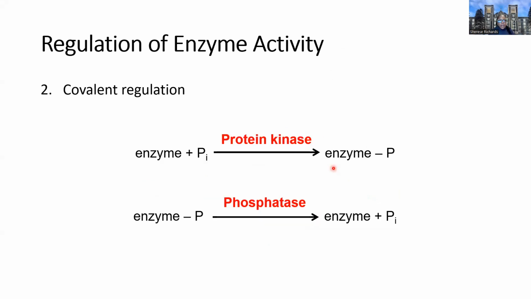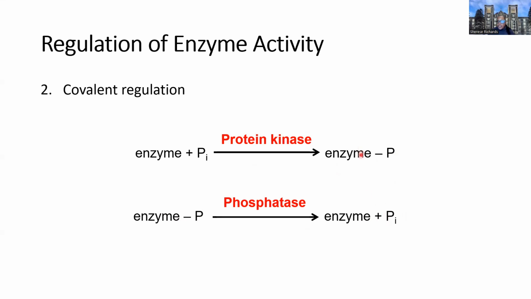Let's talk about, so here's that example, actually, I kind of jumped ahead of myself. Here's our enzyme that's being regulated. Here's the phosphate that we're going to add. Here is protein kinase, which is the enzyme that's going to put that phosphate on our regulated enzyme. And then we have the enzyme phosphate bound. Alternatively, phosphatase will cleave that phosphate off of the enzyme phosphate complex and bring us back to separate enzyme and phosphate.